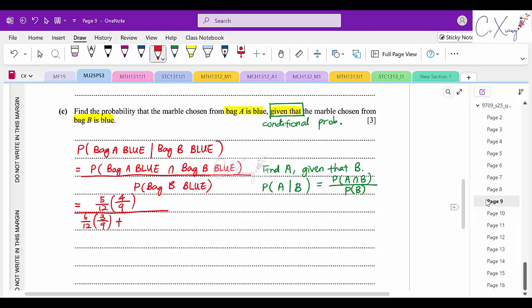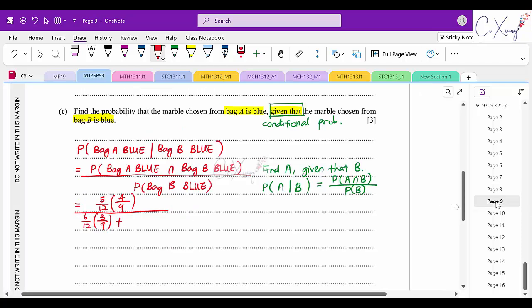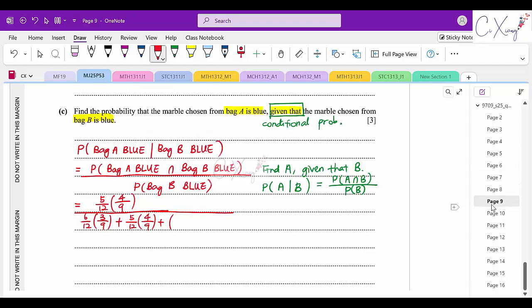Then what about the second case here? The second case here, you can see that it is purple color, 5 over 12, 4 over 9. How about the third one? For the third one, it will be 1 over 12 multiplied with 3 over 9.